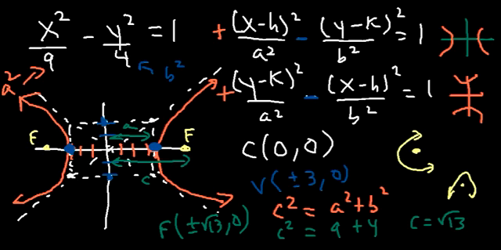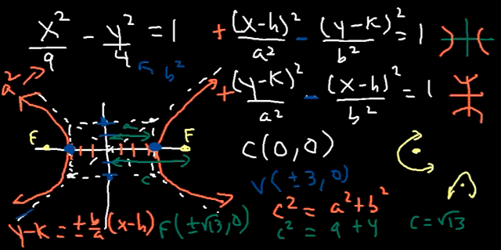Now the only other thing that we need to do for this type of graph is find the asymptotes. The equation for the asymptotes is y minus k is equal to, now it can be b over a or a over b, plus or minus, and then x minus h. Here's how you tell.